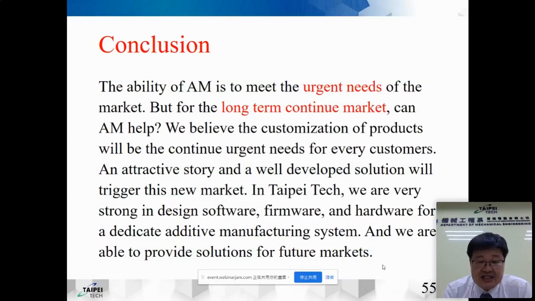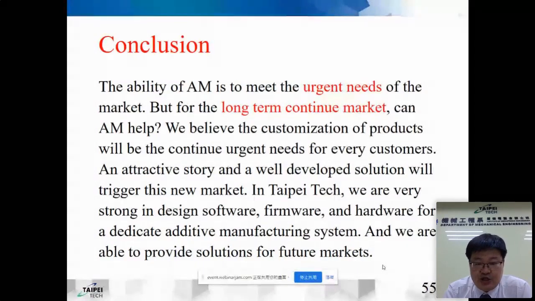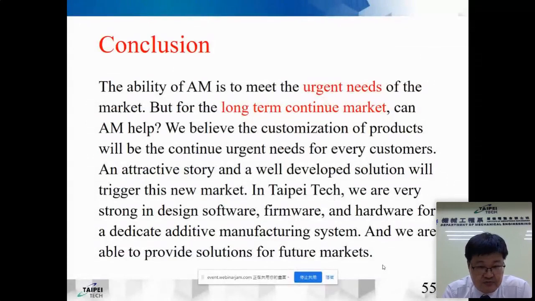And the others, we are looking for something cheaper. And for those, it's a kind of long-term continuous market. So that's two different things. How can we combine them together? If it is urgent and long-term, that means we believe that customization of products will continue. Everyone will need different objects, need something different. So that will be a continual need. And when I need something, I need it immediately, as soon as possible. That's also a kind of urgent need.